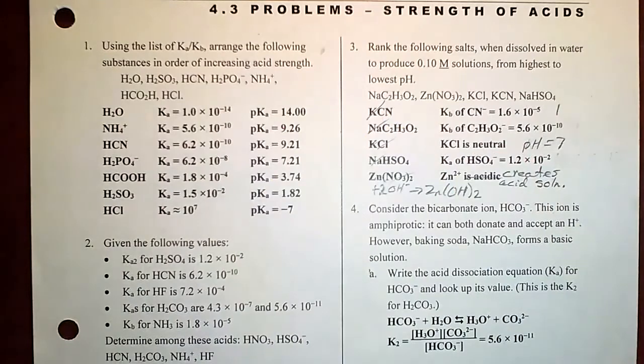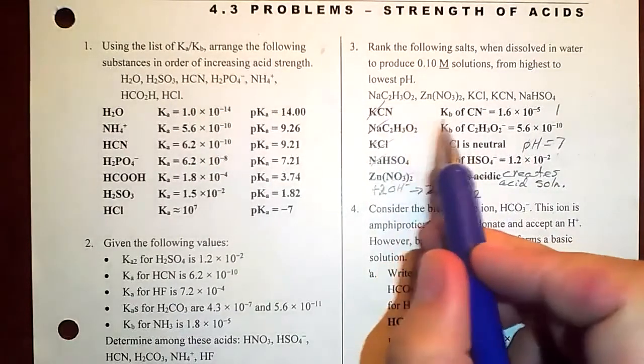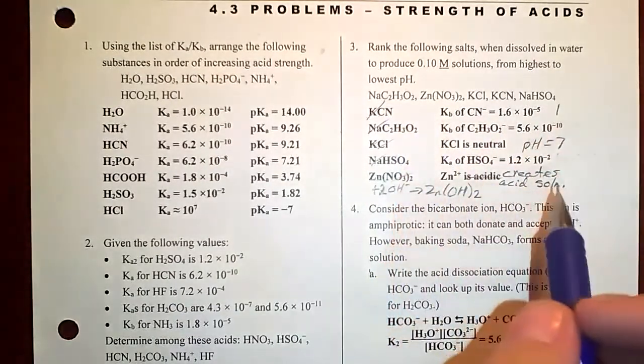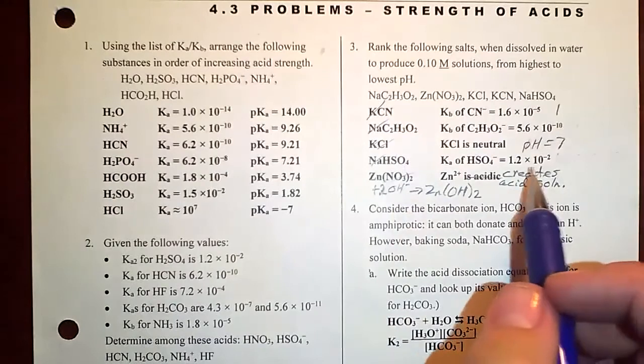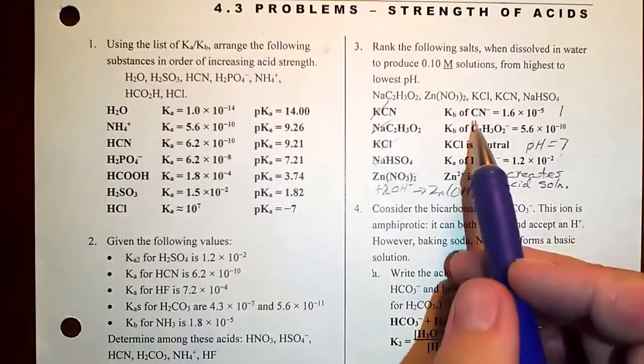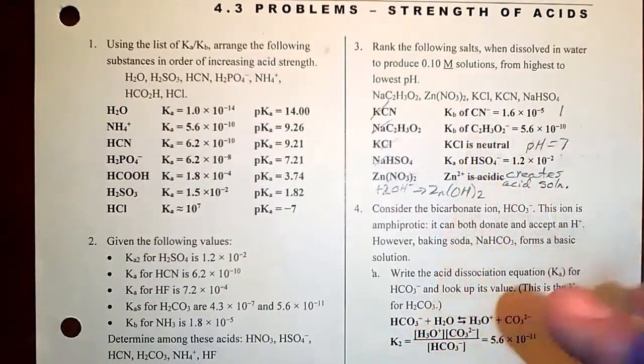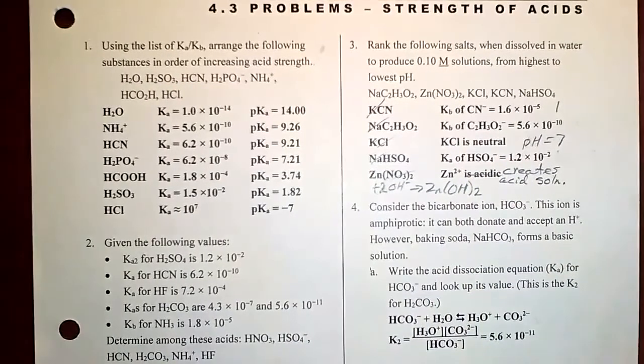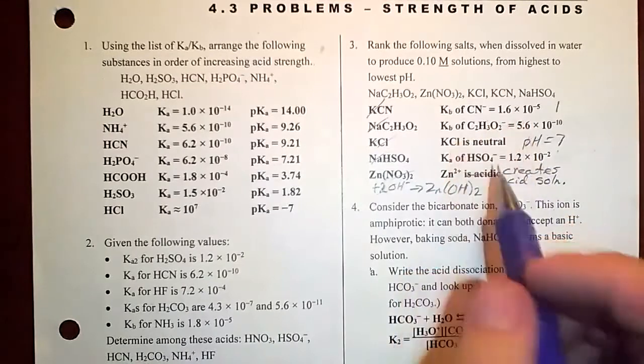On 4.3 problems, I'm going to start with number 3 because I think the other stuff probably isn't worth that much time, but this one does present some interesting points. So this is already arranged in order, but I'm going to explain why it's this order. Now, you would need to do some research and find some Kb and Ka values, which they don't exactly say. But if we pretend that we did that, we can get some data and then we can arrange this.